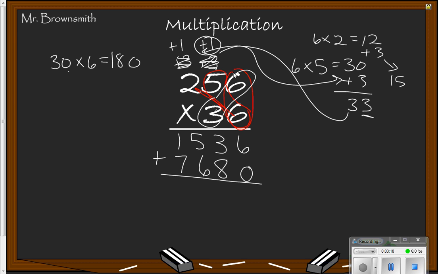So all I have to do is add these two numbers together, and I'll get my final answer. And my final answer is 9,216. And this is the more traditional method when doing multiplication with these bigger numbers.